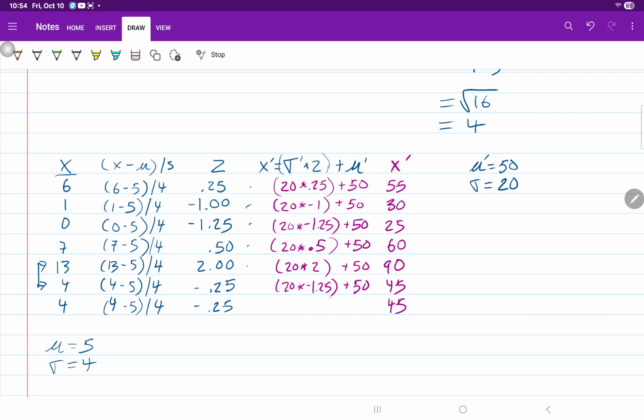Oops, I see that I answered it correctly, but I wrote in the wrong value. It should be -0.25 for that z-score. Okay, so 20 times -0.25, and that equals -5 plus 50 equals a rescaled score of 45. Okay, well, I think that's it. And I hope that you found that useful.